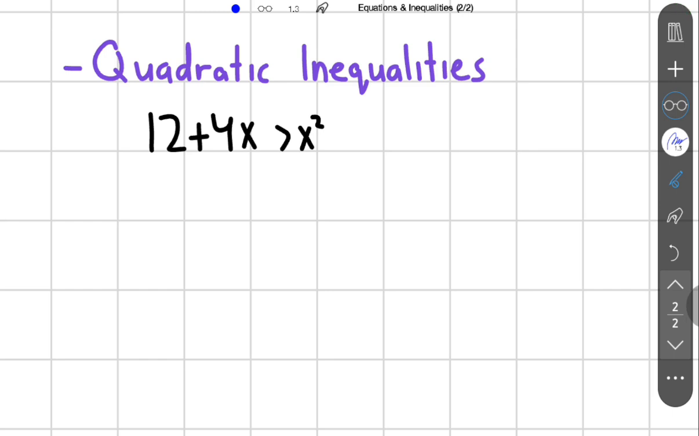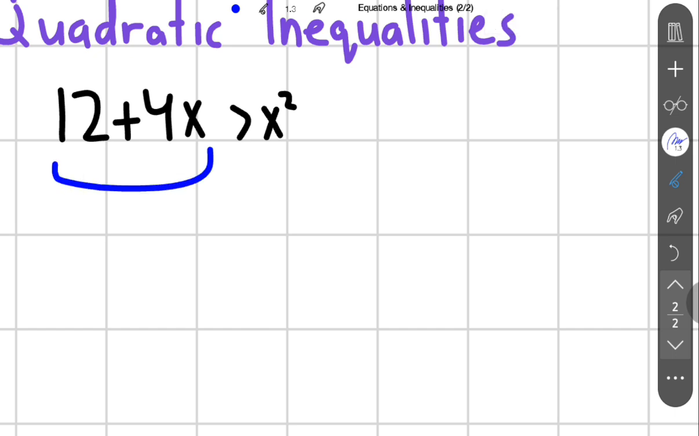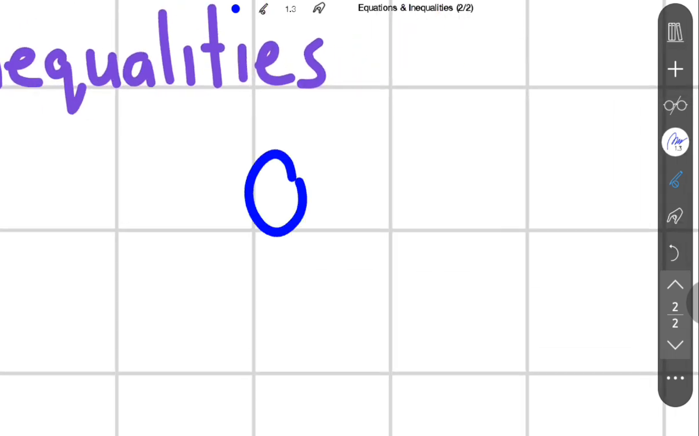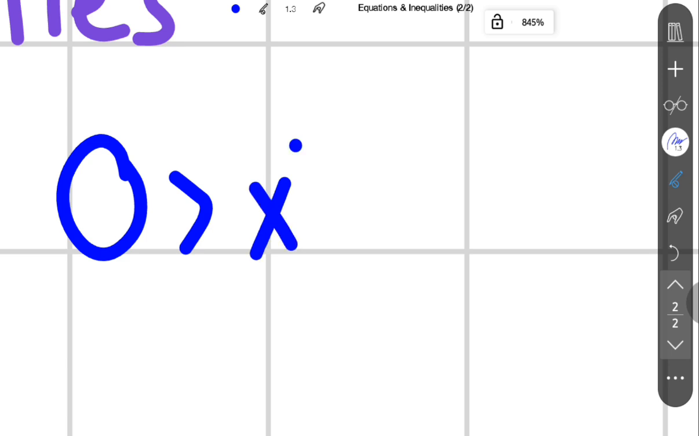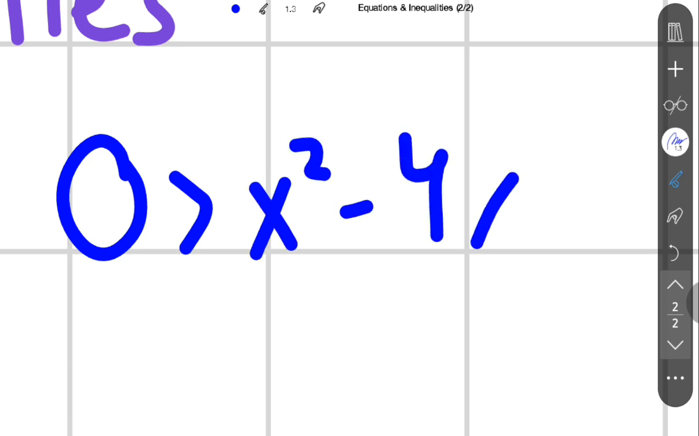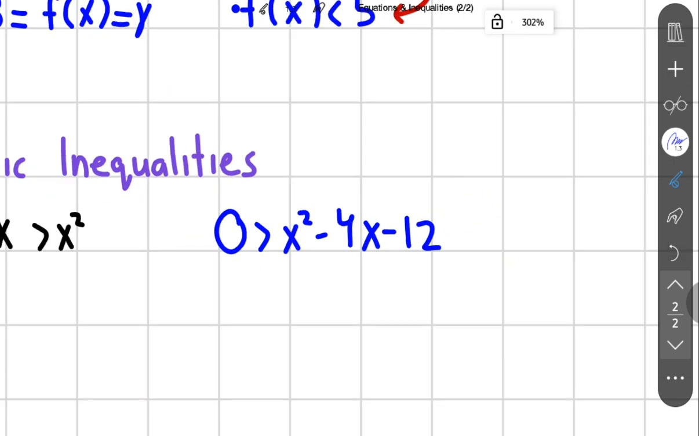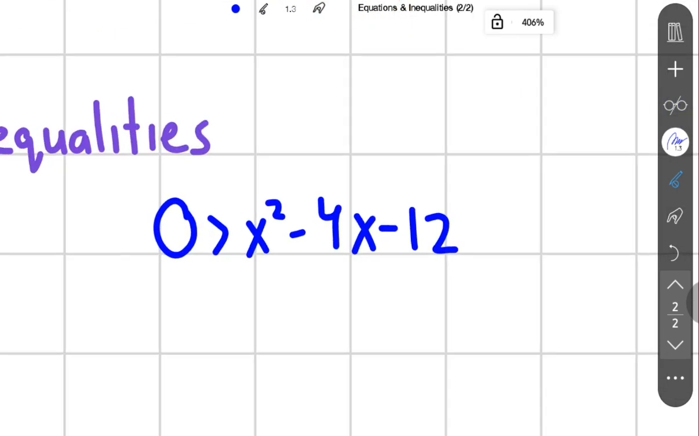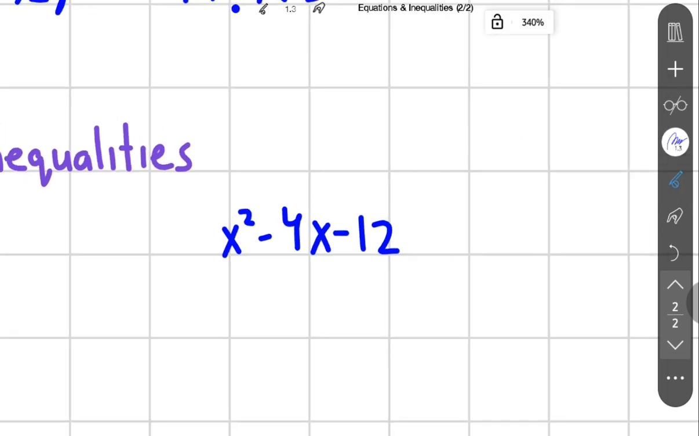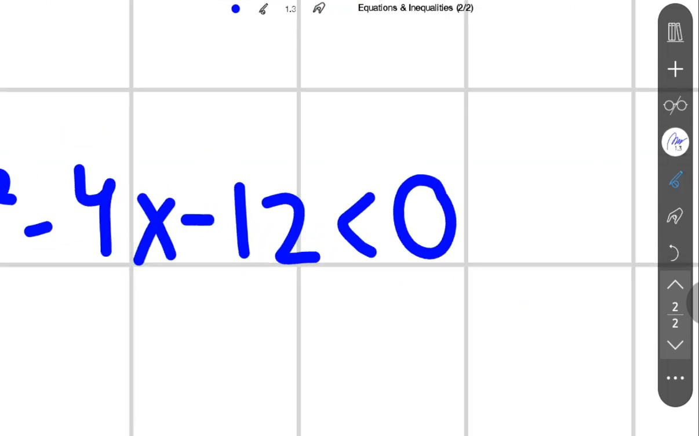Let's talk about quadratic inequalities, which is basically the same concept, but the only addition is that we're dealing with quadratic functions. So if we were to solve this inequality, all we'll have to do is just send all this to the other side and be left with 0. So it will be 0 is greater than x squared minus 4x minus 12. And I don't like writing it like this, so all I can do is just rewrite it with 0 on the other side. So we'll be left with this whole function being less than 0.